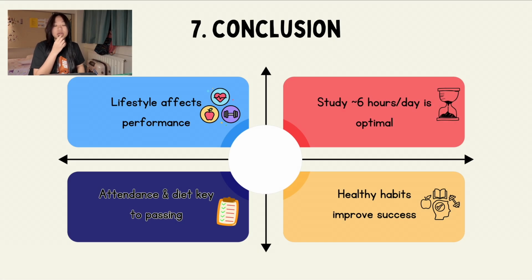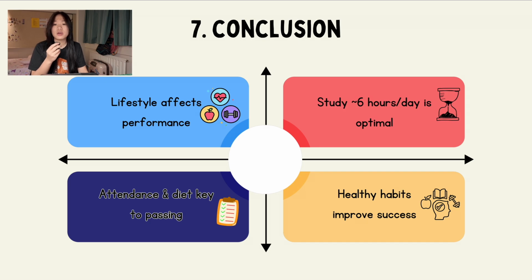So based on our data analysis, we've come to several key conclusions. First of all, the optimal number of study hours per day is around 6 hours. Beyond this point, additional study time leads to diminishing returns, meaning students don't see much improvement even if they study more. Secondly, lifestyle factors significantly impact academic performance.